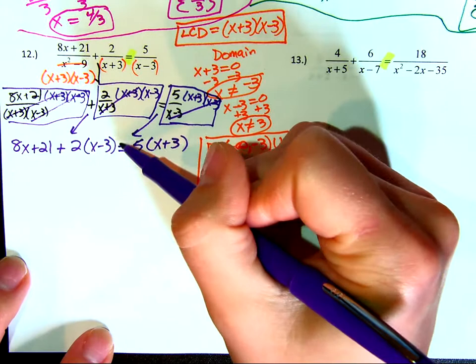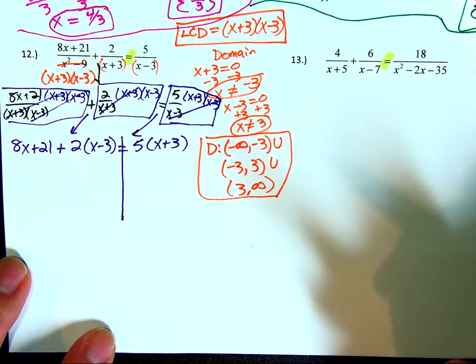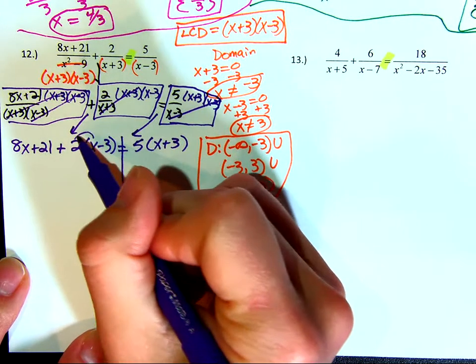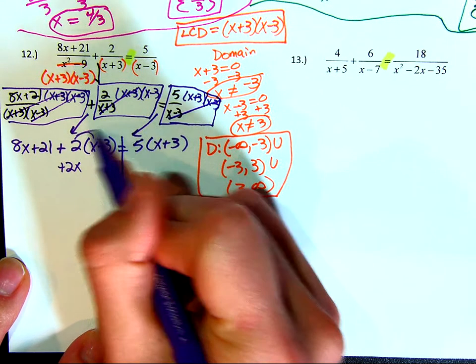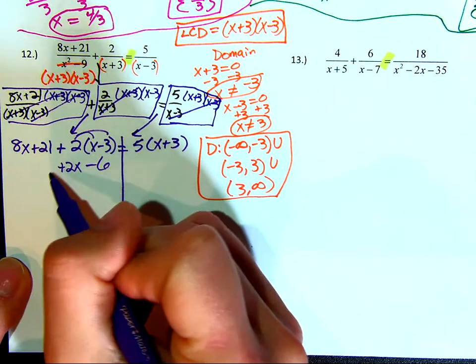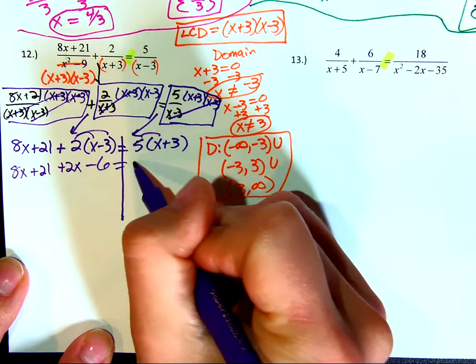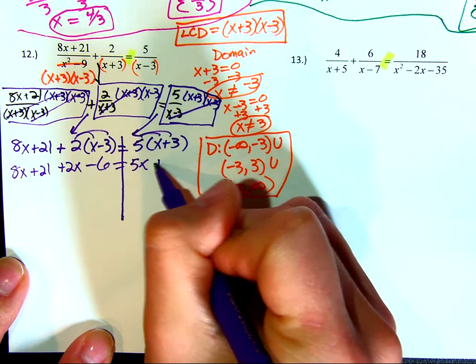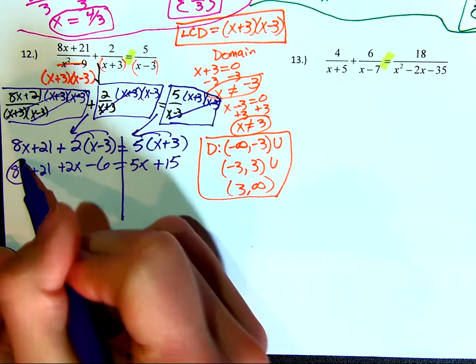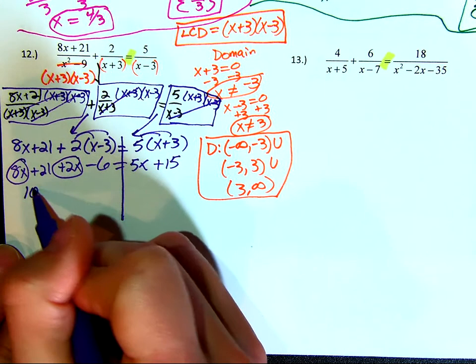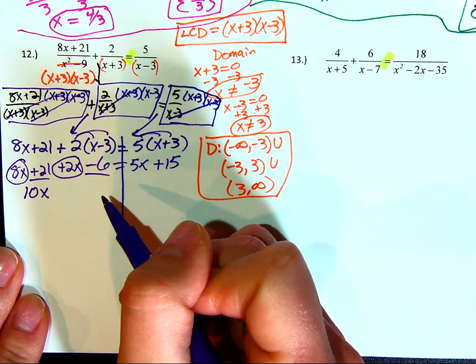Now we need to go ahead and solve this. So we need to distribute in to get a positive 2x minus 6. Bring the rest of it down. On the other side, distribute to get 5x plus 15. Combine our like terms. 8 plus 2 gives me 10x. Positive 21 minus 6 gives me plus 15.